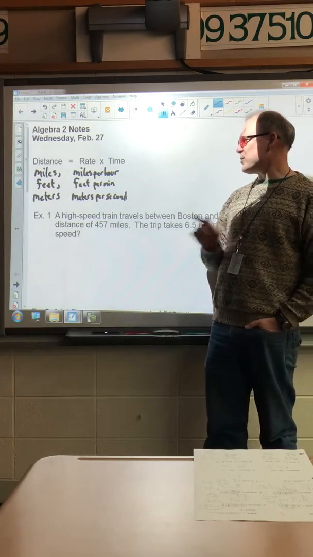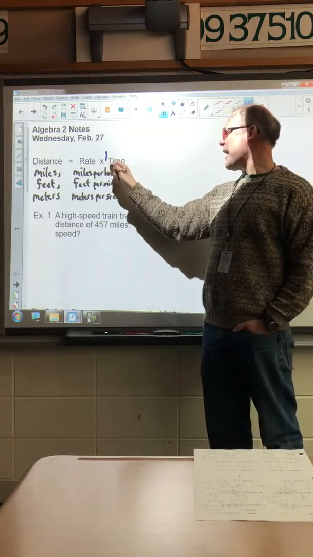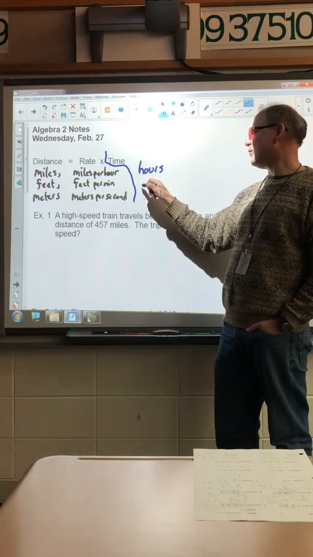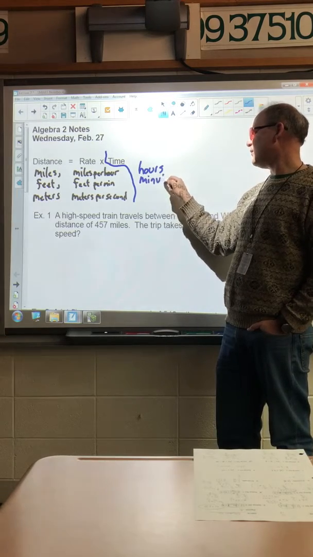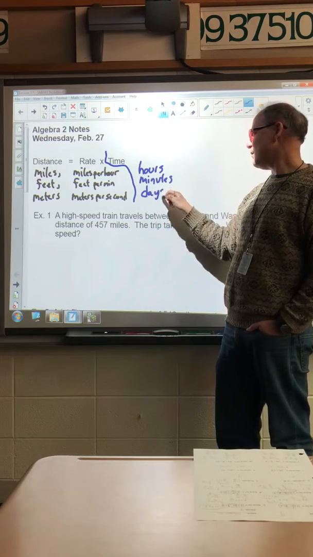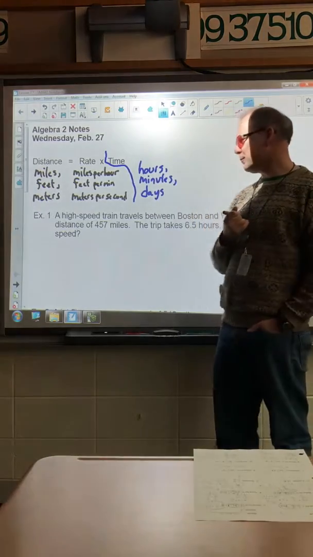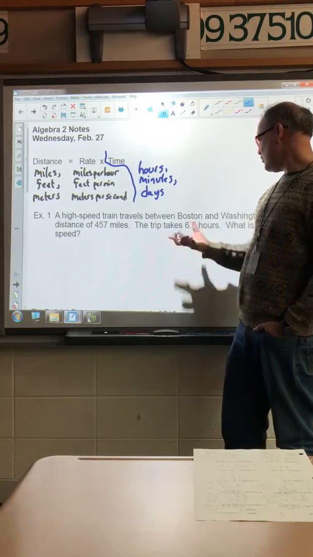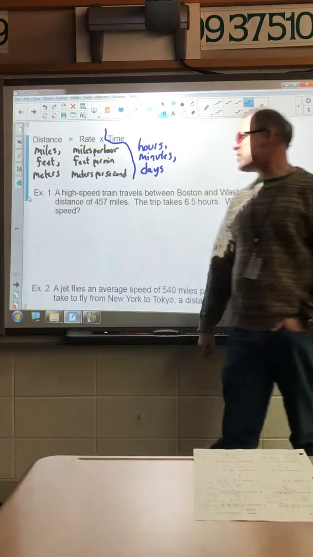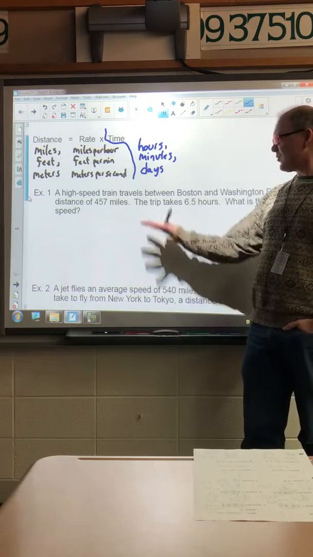Okay, those are all examples of rates. And then time, so hours, minutes, you could have days. These aren't all the examples, but those are obviously examples of time. Okay, so when you see something in the word problem, just to help you get the numbers in the right place, it helps to look at the units.